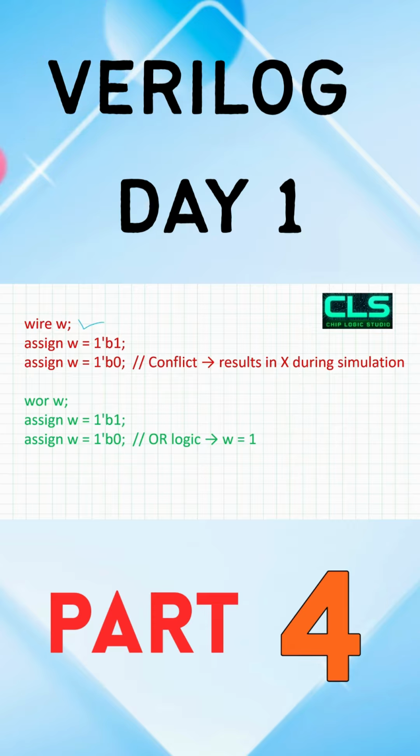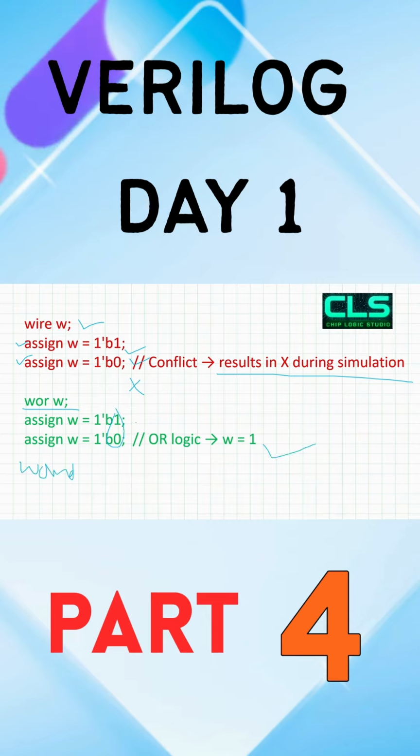So for example, if you are using wire W and you are driving, as I said earlier, we will use it with wire or net type of data type. So W is driven with 1 and W is driven with 0. If you conflict that, it will give us X, and we don't want X, we want some value. So we will use wire OR. This 1 or 0 will give ORing of this 0 and 1, and ORing of this is 1. So this is like that.